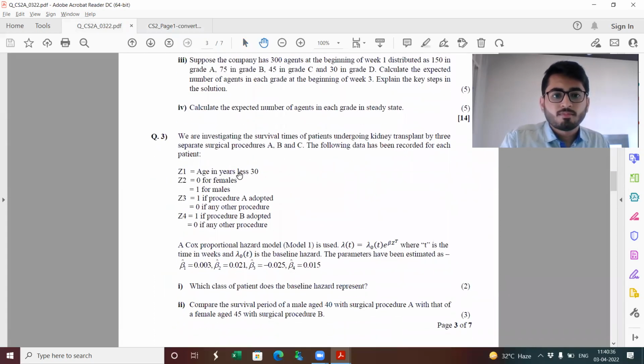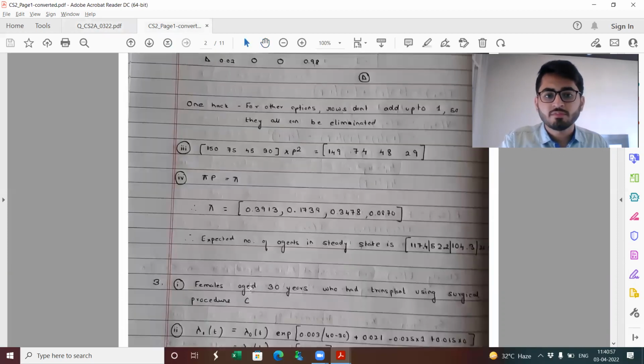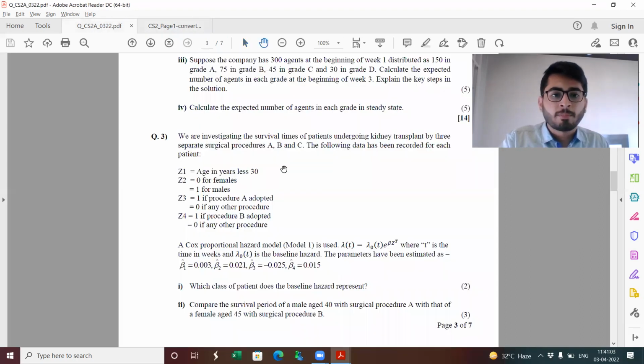Question 3. Which class of patient does the baseline hazard represent? So the baseline hazard represents the case where all the covariates take the value 0. So Z1 will take the value 0 when age is 30. Z2 will take the value 0 for female, and I want Z3 and Z4 to be 0, which basically implies that procedure C needs to be adopted. So my baseline case here will be females aged 30 years who had a transplant using surgical procedure C.